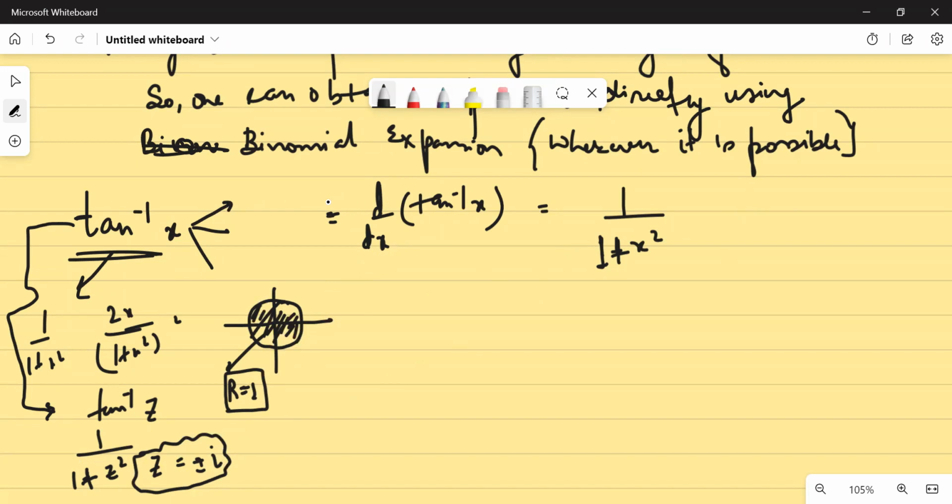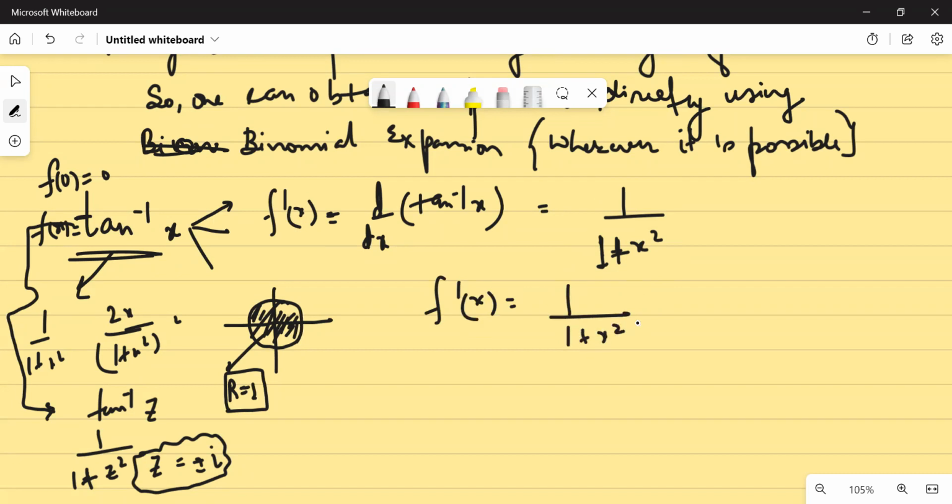Now, I clearly know that f(0) is equal to 0. If I write f(x) is equal to tan inverse x, and this will be your f dash x, can I not write f dash x as 1 upon 1 plus x square? And can I not write it in this fashion, 1 plus x square raised to the power minus 1? And can I not expand it binomially? I can expand it binomially.